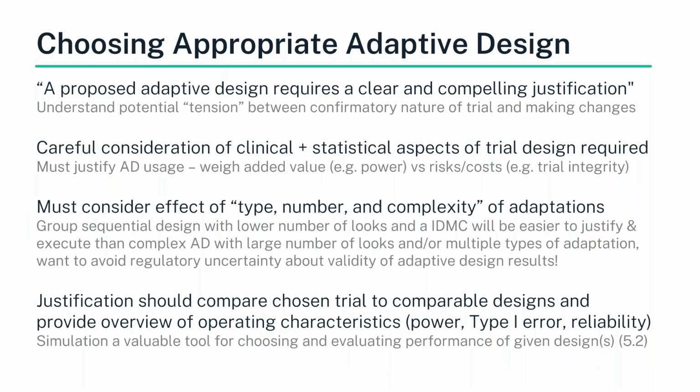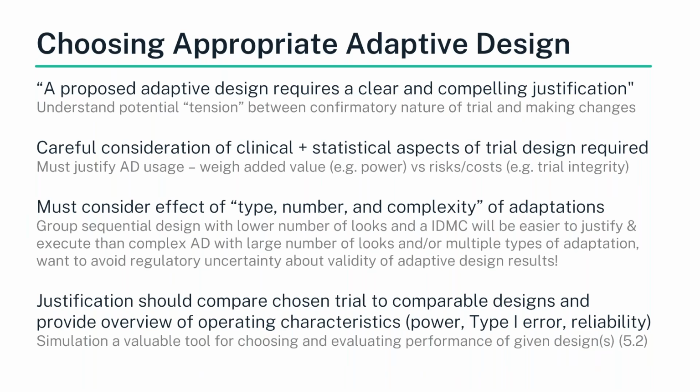That's the kind of thing they're saying maybe you should consider. And you must consider the effect of the type, number, and complexity of adaptations. So it's not just pick an adaptive design. You need to think about, okay, how many times am I going to do an adaptation? How complex are these adaptations going to be? There's a much bigger difference between choosing to stop the trial early, which is fairly well understood at this point, and doing response adaptive randomization.